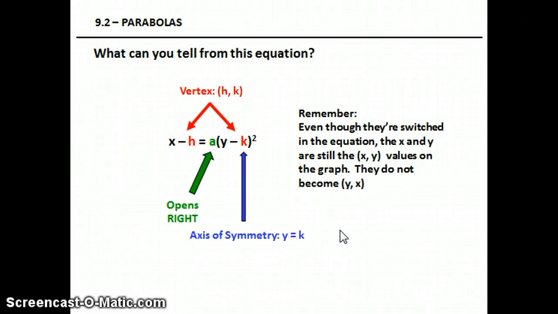Okay, that's the basics for parabolas. If you need some more information, try some of the other videos.